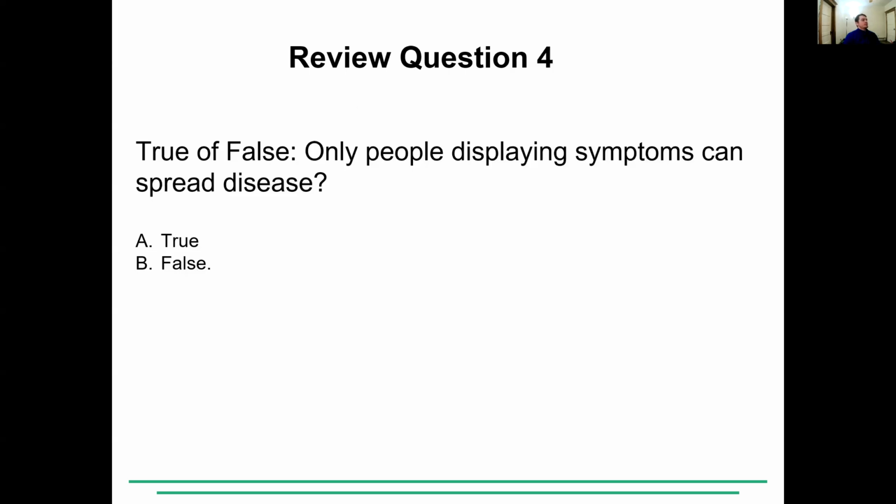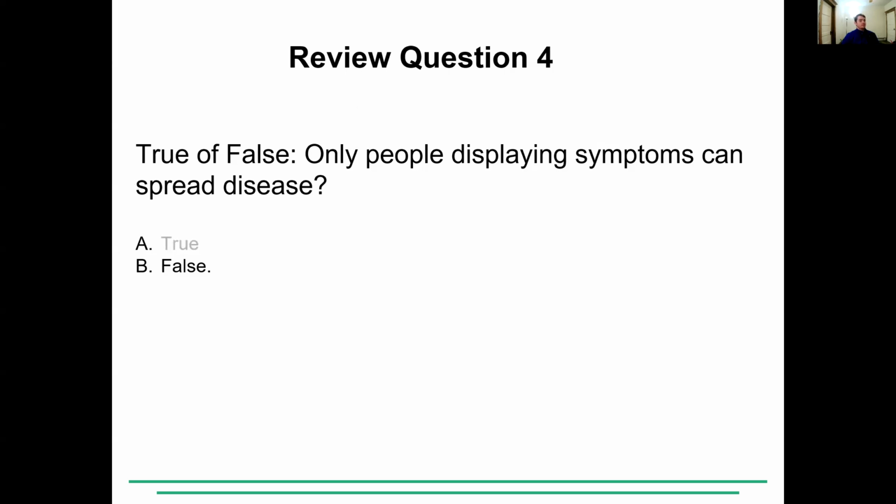And then true or false, question number 4, only people displaying symptoms can spread disease. This is a pretty simple one. I went on quite a bit of a tangent on this, so I'm expecting everyone to get this one right. I'll give you 5 more seconds. And the correct answer, of course, here is false. Remember, you can be an asymptomatic carrier, or you can just be in that portion of the disease where you're not displaying symptoms yet.